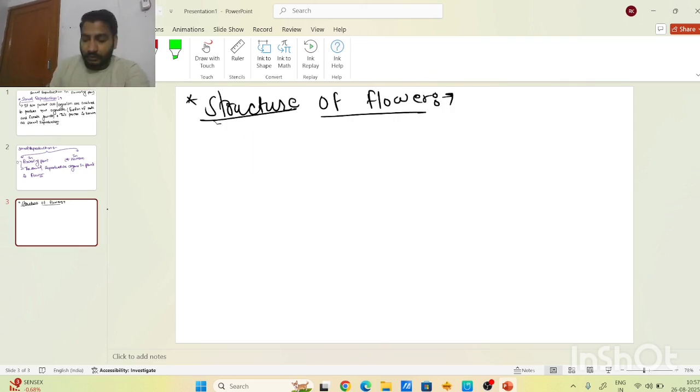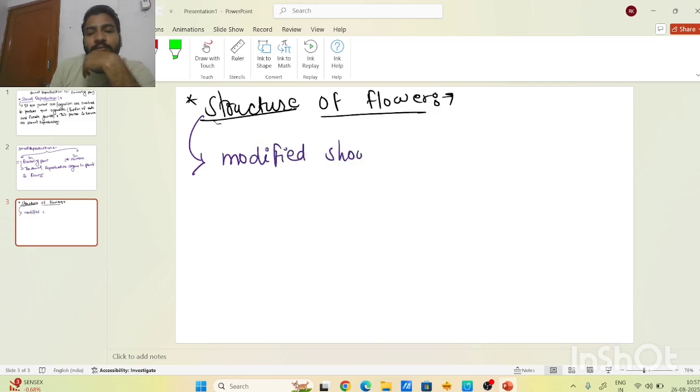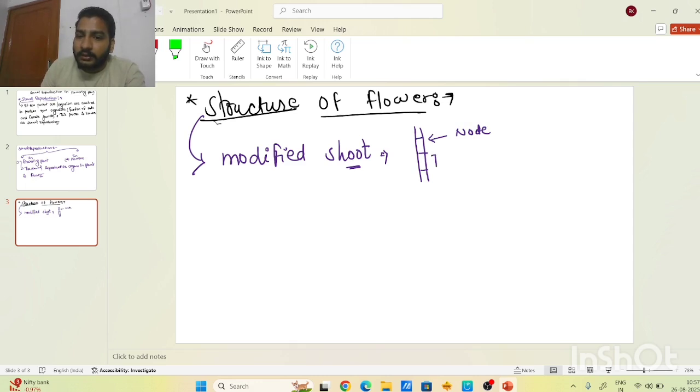If I talk about structure, a flower is a structure which is made up from the shoot, so we can say it is a modified shoot. It is made up from the stem like this. Stem here, and it has node and internode. This part is node, and the internode is in between two nodes, that part is internode.